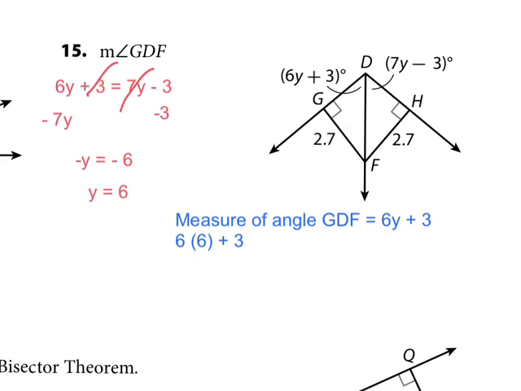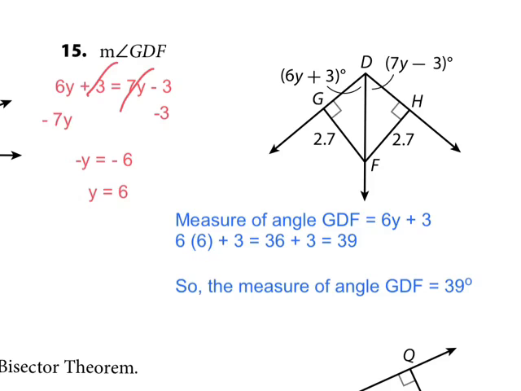You can see that I plugged in the 6 for the y. Now I have 6 times 6 plus 3. So that means that 36 plus 3 equals 39. So the measure of angle GDF is equal to 39.